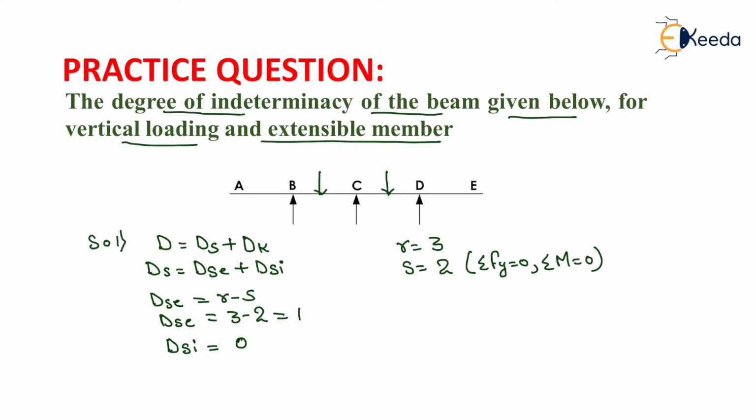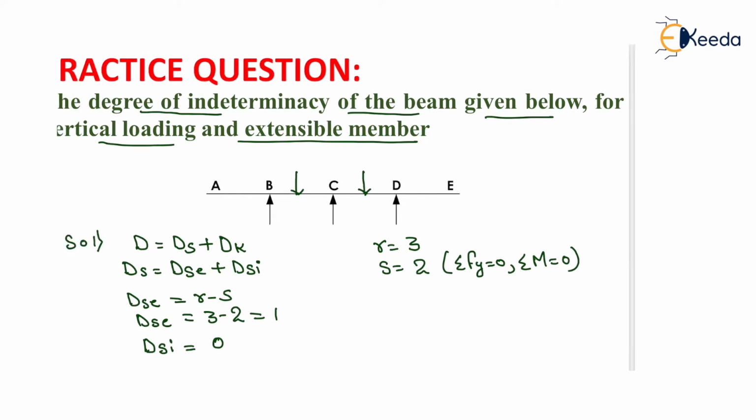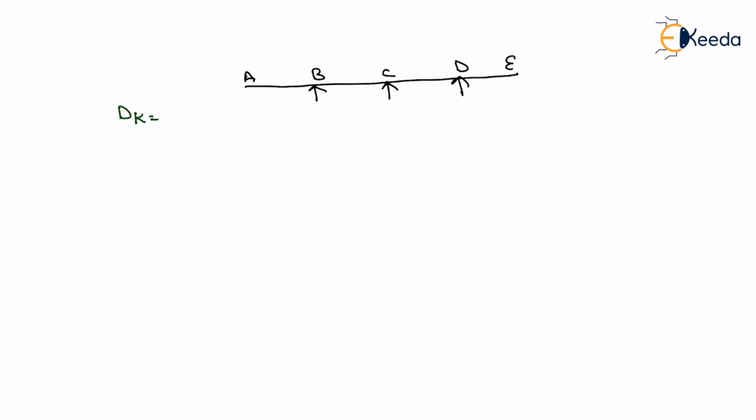For the extensible member, we know that at each free support there will be three displacement modes: one is vertical displacement, one is horizontal displacement, and one is rotation. Similarly at E support, one vertical displacement, one horizontal displacement, and one rotation will be there. Now at each simple support there will be two possible movements, that is horizontal movement and rotation. Now we have calculated all the possible movements in the beam.